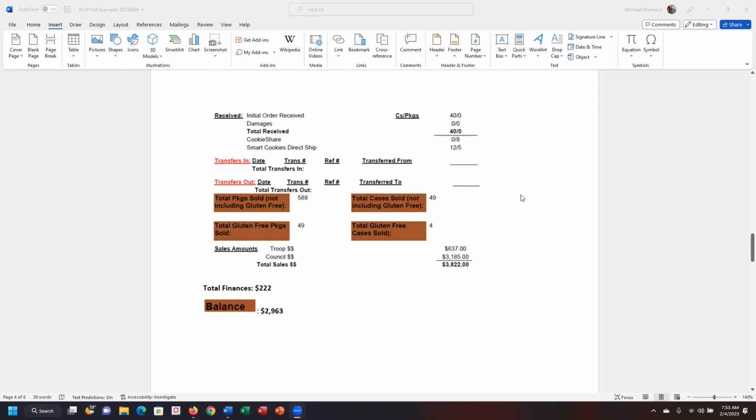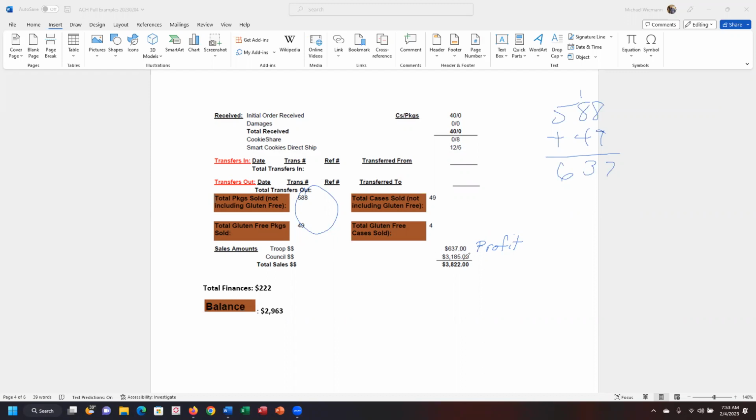Okay, this particular troop sold a total of, if I take 588 and 49, that's going to give me 637 packages. Smart Cookies is going to automatically calculate this amount for you, based upon your initial order, any cookie shares, and any direct ship. So in total, if you take the sum of those values, 637. Notice the profit for this particular troop is going to be $637, and that's assuming all of your on-hand cookies, after all your booth sales, are sold.